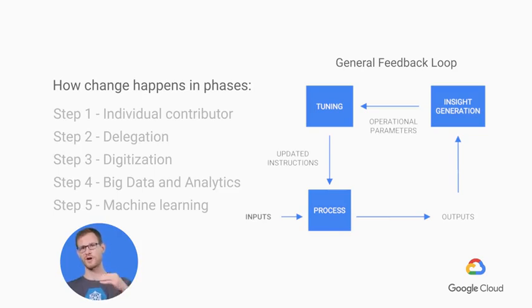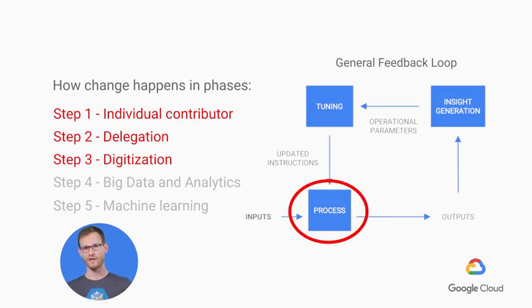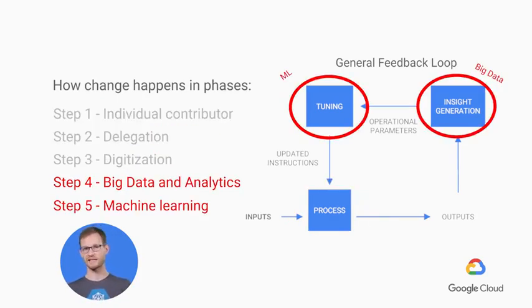And these steps 1, 2, and 3 all affect the core process itself. But as you know, in the last decade or so, big data and analytics and machine learning have become very popular and very impactful. And what happens there is we're trying to automate the insight generation phases and the tuning phases. And thus, we have automated the entire feedback loop. So I want to go ahead and define what I mean by these in a little bit more detail. Business processes that eventually end in ML typically go through 5 phases.